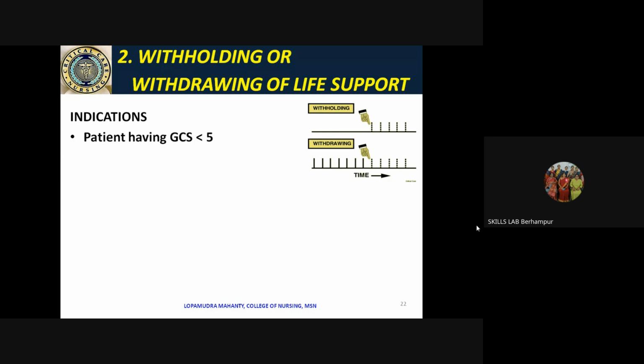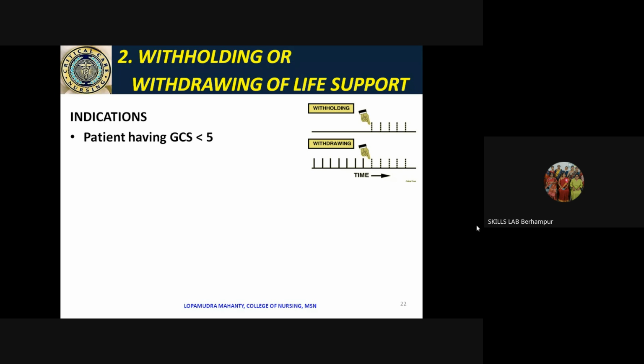What is the normal GCS score? 15. Highest is 15, and the lowest? 3. Very good. 3 is a very deteriorated, very severe condition. And if the patient has a score less than 5, it is also one of the indications for withholding or withdrawing the life supportive device. Less than GCS 5.